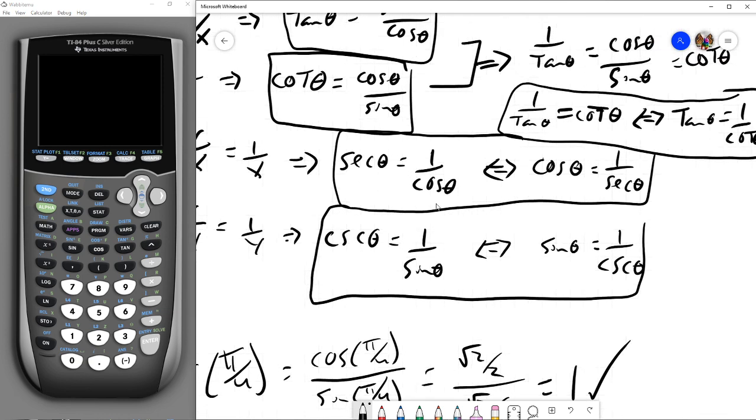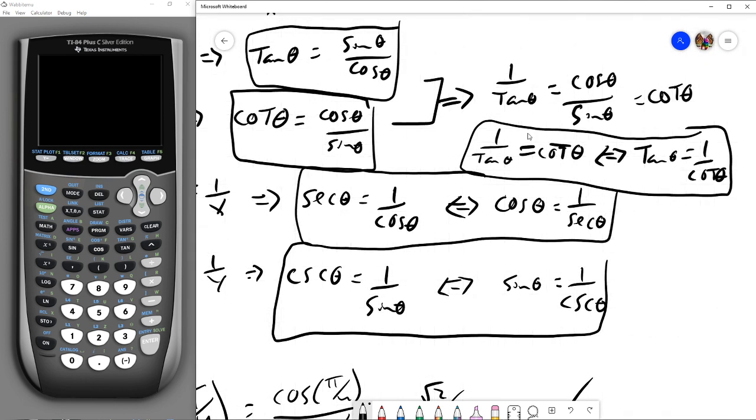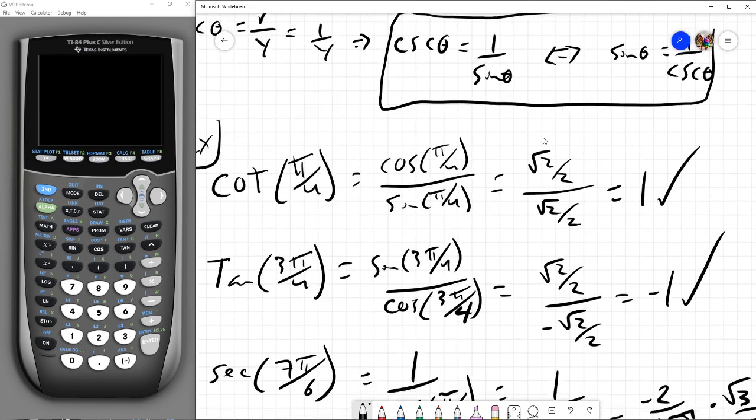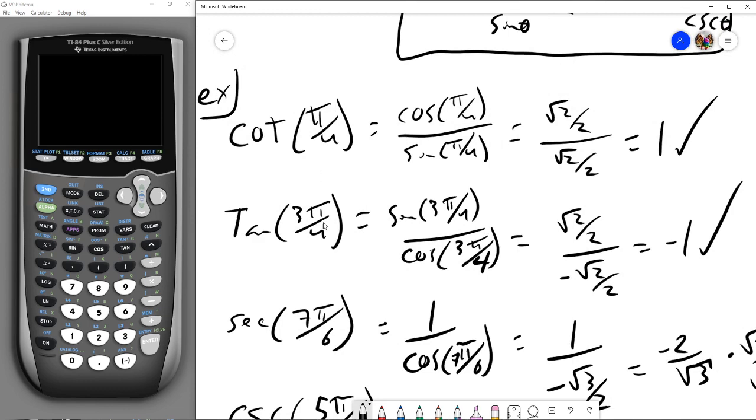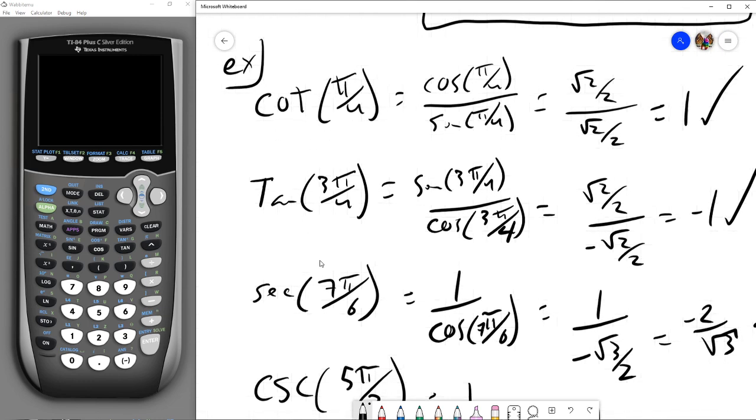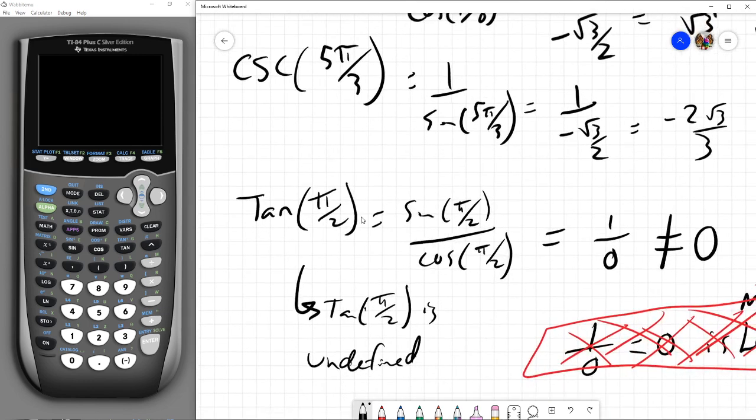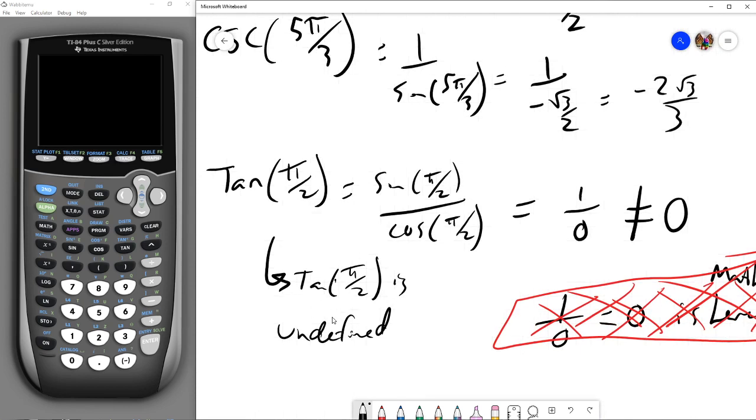Anyways, just keep in mind, cosine goes with secant, cosecant goes with sine, co, no co, co, no co. Okay. With that, we got our reciprocal identities here. We looked at how to find these values, and we talked about what happens when you divide by 0. Don't do it.